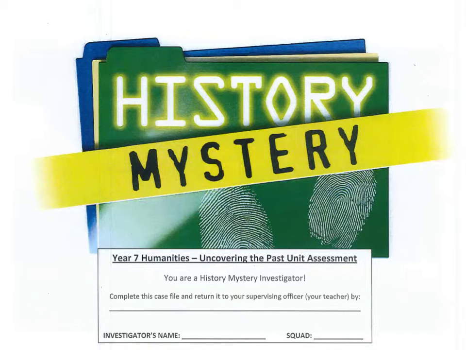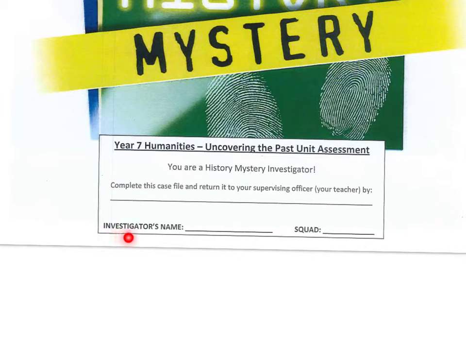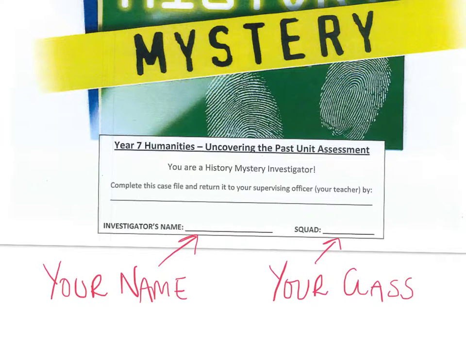Before we get into the nitty-gritty details of the History Mystery project, there's one very important thing you need to do. Let me move the screen up to show you. See where it says investigator's name and squad? You need to fill this in with your name and your class so that your teacher knows who to give the A to. So important. Remember, your name, your class, your mark.